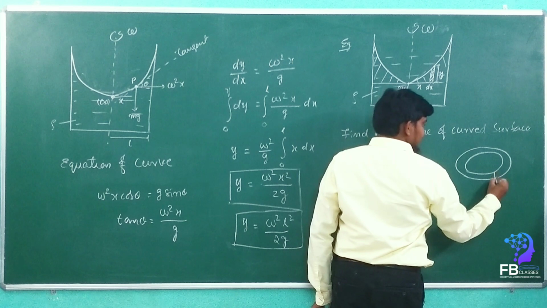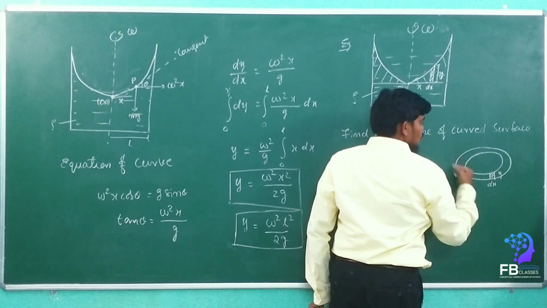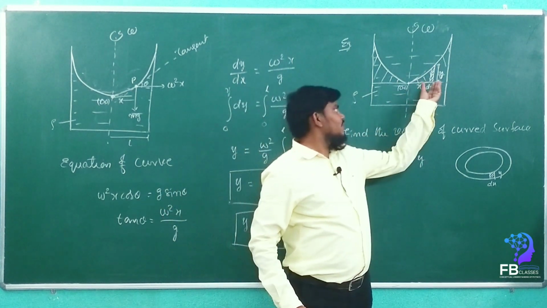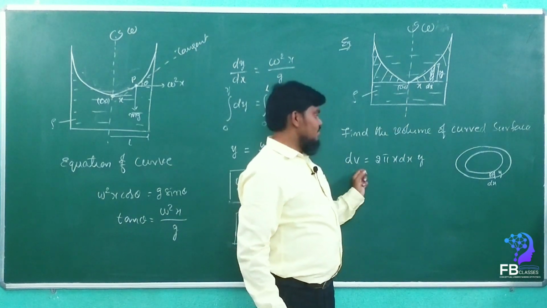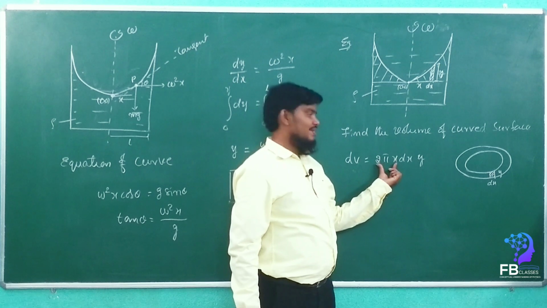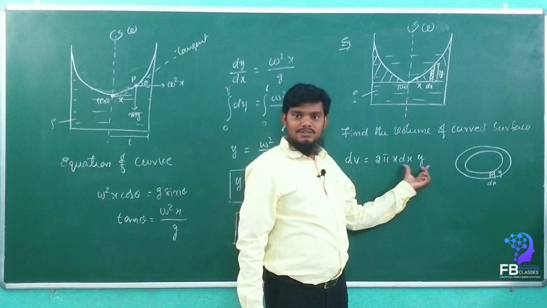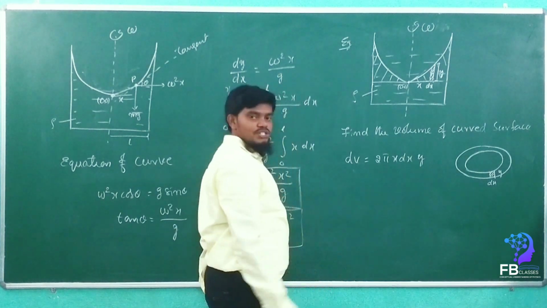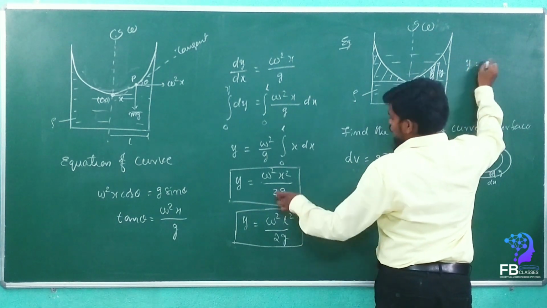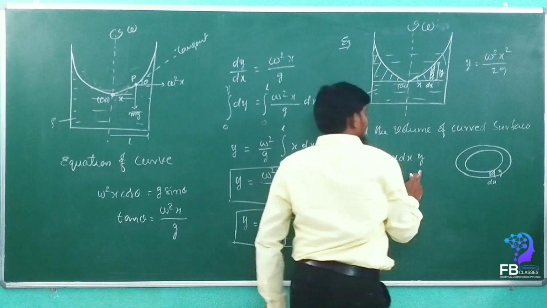So this height is y. Yes or no? So it is dx. This total segment, are you getting my point? This element volume dv is equal to 2 pi x dx into y. So 2 pi x dx is area into length, total is volume. Do you understand? So what is the y value, my dears? y we already know, y is equal to omega square x square by 2g. Simply we can put the value here.